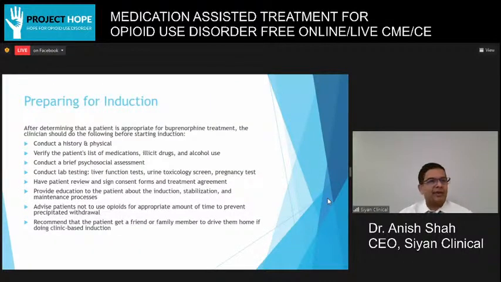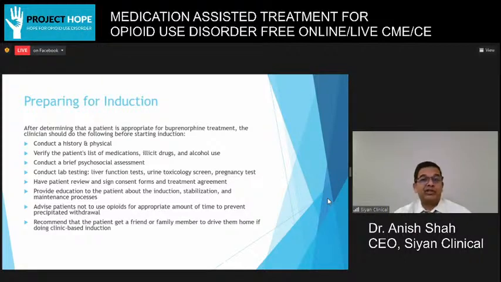Now, getting somebody on buprenorphine requires preparation. It is an office-based treatment, and it is seamless and easy to administer in an office setting. However, before you start buprenorphine treatment, certain things must be done. A clinician must do a history and physical examination. Please verify a list of all medications and any other illicit substance and alcohol use that they may be doing. Do a brief psychosocial assessment and lab testing. It is very important to sign informed consent and treatment agreements.